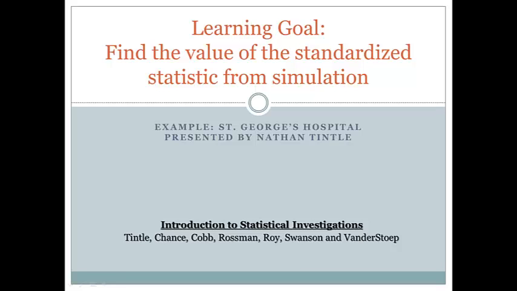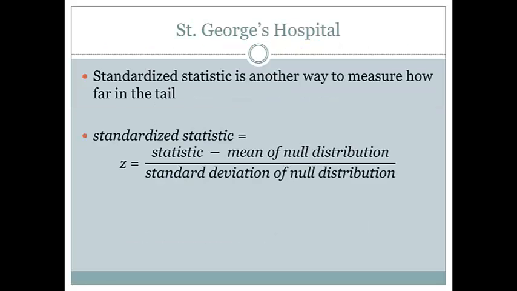In this learning goal video, we're going to talk about how to find the value of the standardized statistic from a simulation, and we'll use the St. George's Hospital example. The standardized statistic is simply another way to measure how far out the data is in the tail. The p-value is one approach, standardized statistic is another.